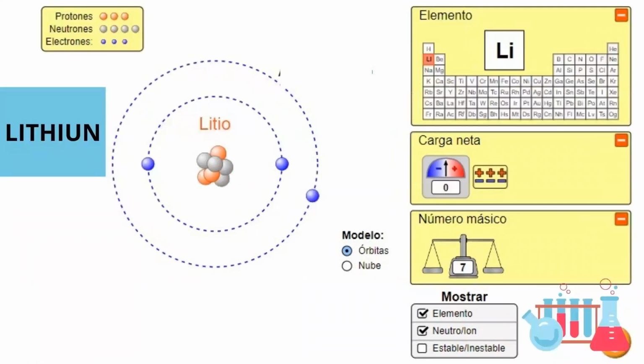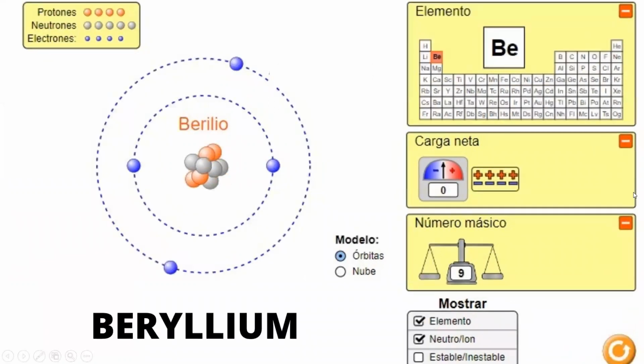Lithium has atomic number 3. It has 3 protons and 3 electrons. Beryllium has atomic number 4. It has 4 protons and 4 electrons.